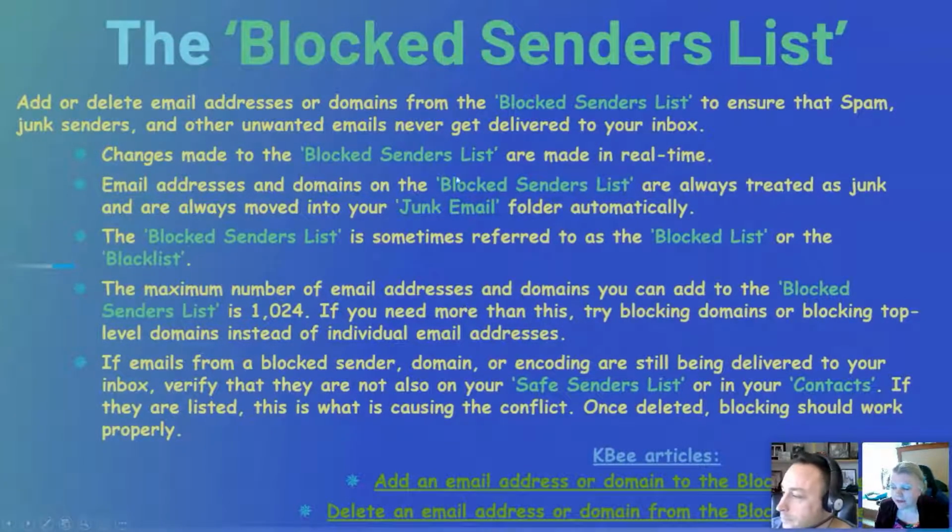So if you have an email sender who is supposed to be on your blocked list, but you're still getting emails from them, a lot of times what that problem can be is they're both on your blocked and trusted senders list. Somehow they manage to get on that list, or they're in your contacts, because any email address in your contacts is automatically considered safe.